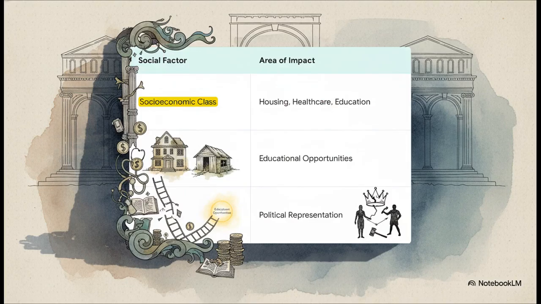And believe me, that historical blueprint still casts a very long shadow. Today, your socioeconomic class can have a direct impact on the quality of your housing, the healthcare you receive, and the schools your kids go to. Race continues to be linked to major disparities in educational opportunities. And yeah, gender still plays a big role in who holds political power. These are all the modern echoes of that older architecture.